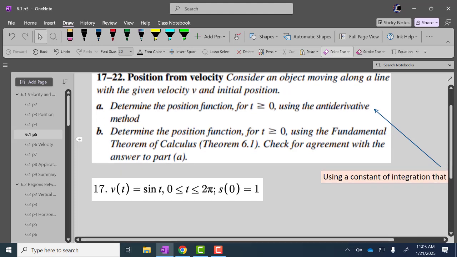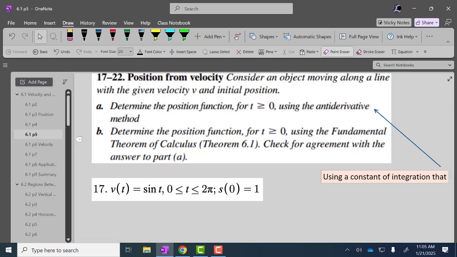Okay, so here we go. Here we have another velocity function, sine function. Determine the same things, right? So determine the position function. Oh, this is slightly different. So using two different techniques, antiderivative technique and FTC technique, fundamental theorem of calculus.